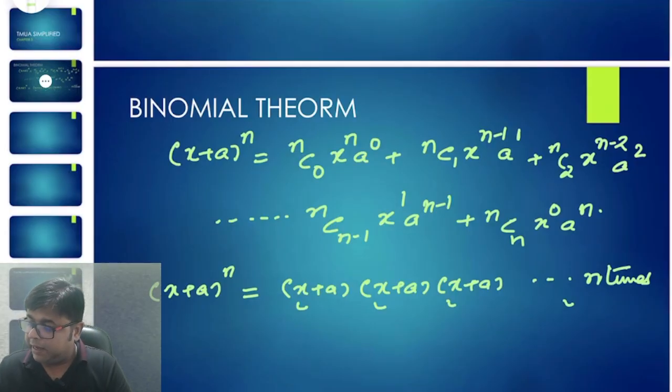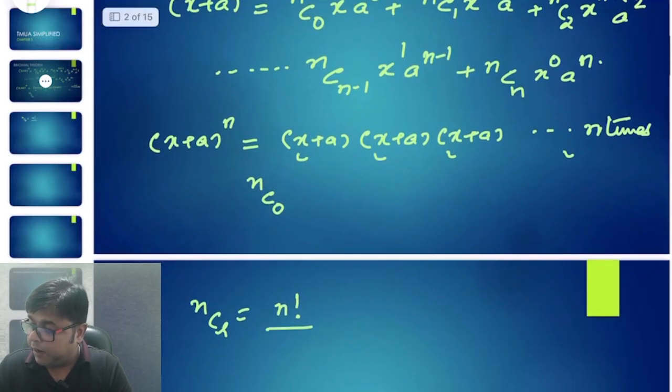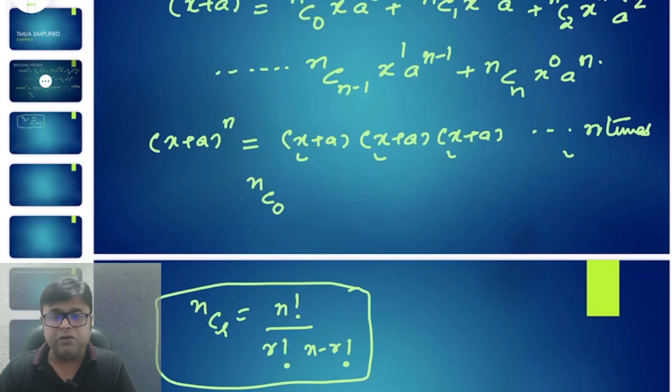I'm taking all the x from the brackets and I'm not taking any of the a from any of the brackets. So I can say that nc0 is the number of ways of selecting 0 things out of n, that we have covered in combinatorics. And we also know what is NCR. Just remember, NCR is factorial n upon factorial r into factorial n minus r. This result should always be remembered in the binomial, otherwise there will be a problem solving the coefficients.